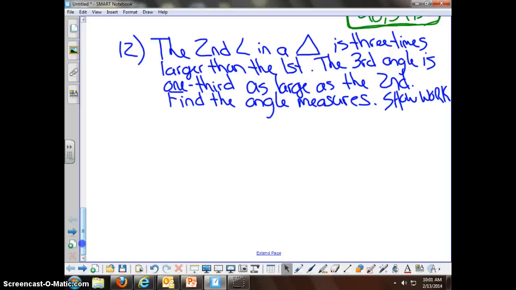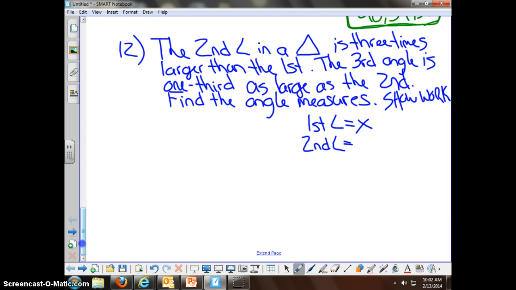All right, number 12, how are we doing this one? What do you got? Anybody want to help? No hands. Jenna. Okay, so I set up my problem algebraically, and then I made x equal the first one. Oh, beautiful. So it says the second angle in a triangle is 3 times larger than the first. In order for us to figure out the second angle, we need to know what the first is. And it doesn't give us any numbers, so we're just going to call it x. First angle equals x. I love it.